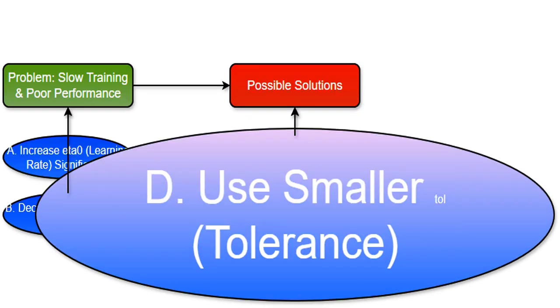I will use a smaller tolerance level. The tolerance, tol, determines how precisely the model needs to converge before stopping. A smaller tol means more iterations, slightly increasing training time. However, it results in higher accuracy by pushing the model toward a more refined solution. It's a trade-off, a little more time for potentially much better results.